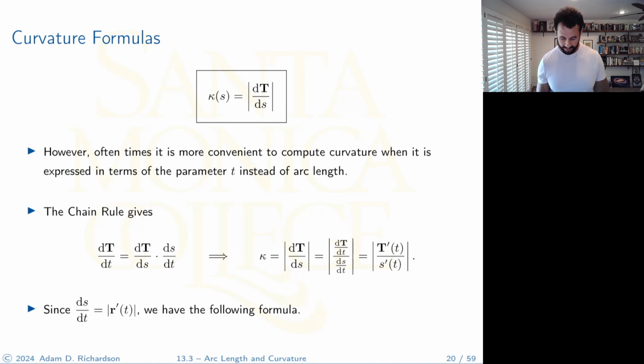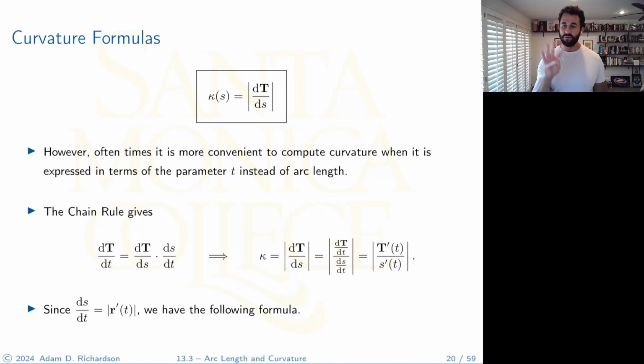So here we go. Remember the good old chain rule from back in Calc 1. The chain rule gives us this result. So the change in the unit tangent vector with respect to t can be rewritten as this product here by the chain rule. So dT/dt is equal to dT/ds times ds/dt.